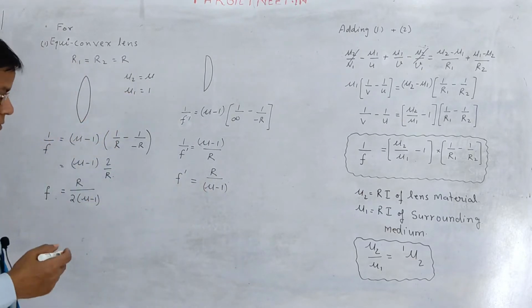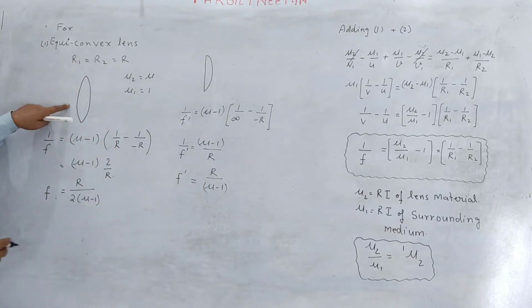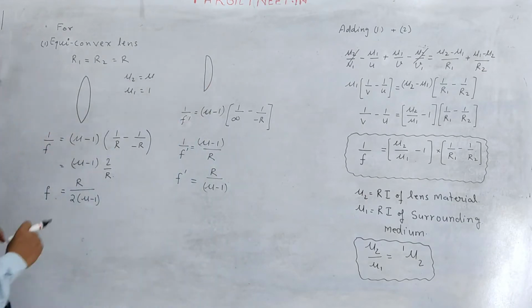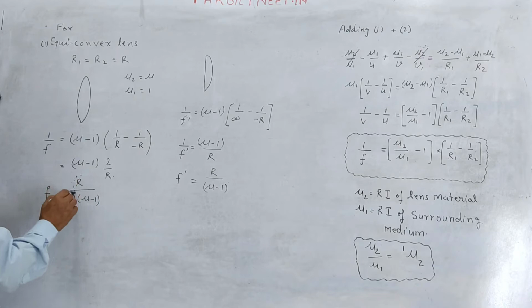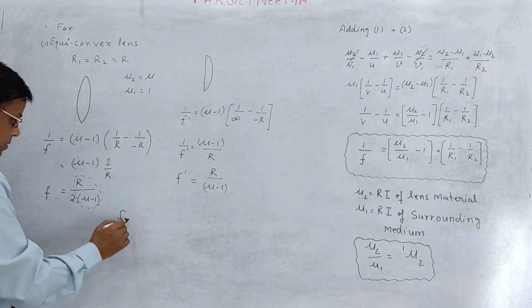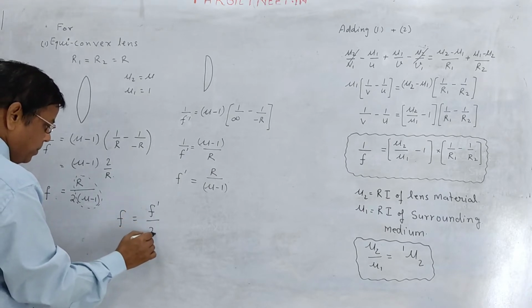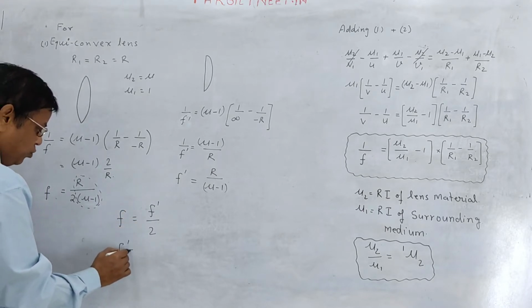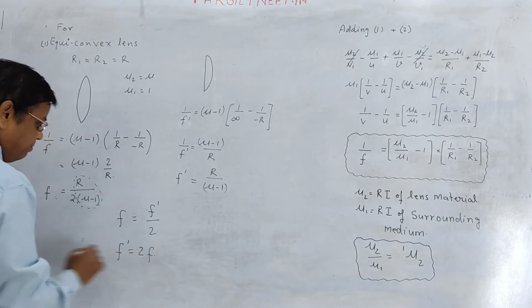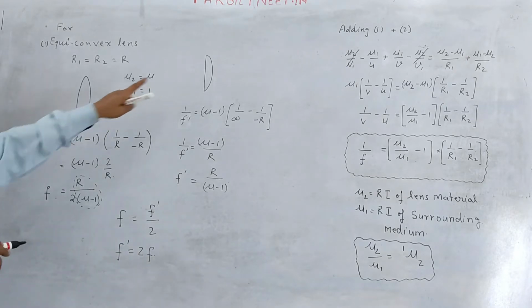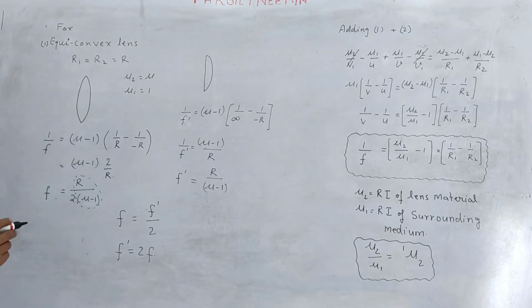So F prime is R upon (mu minus 1). This is also positive. Now compare the focal length of this lens and the plano-convex lens. So the focal length of this lens is half the focal length of the plano-convex lens. Means F is F prime by 2, or F prime is twice F. So the focal length of the plano-convex lens is twice the focal length of the equiconvex lens.